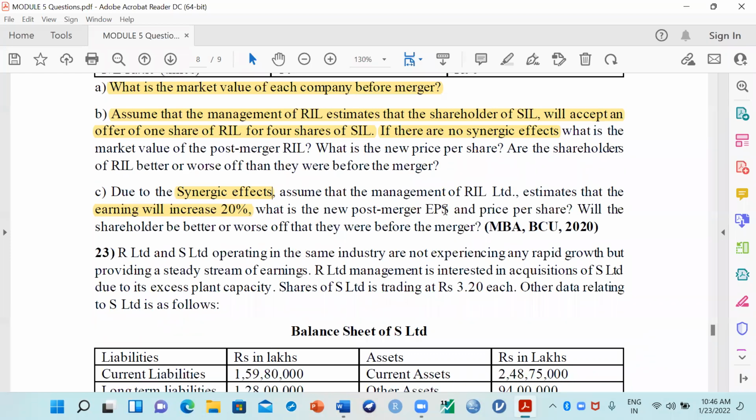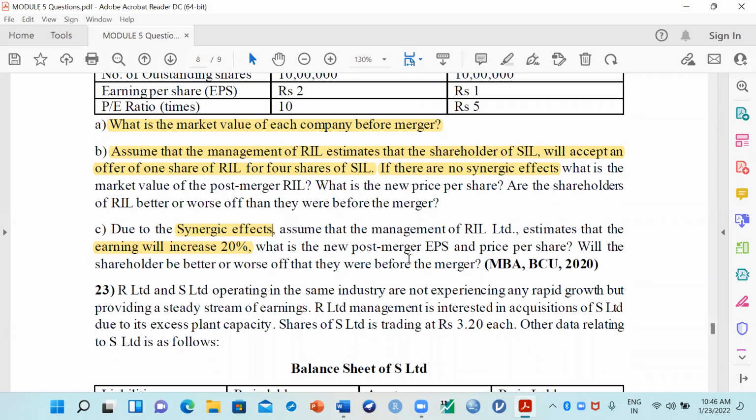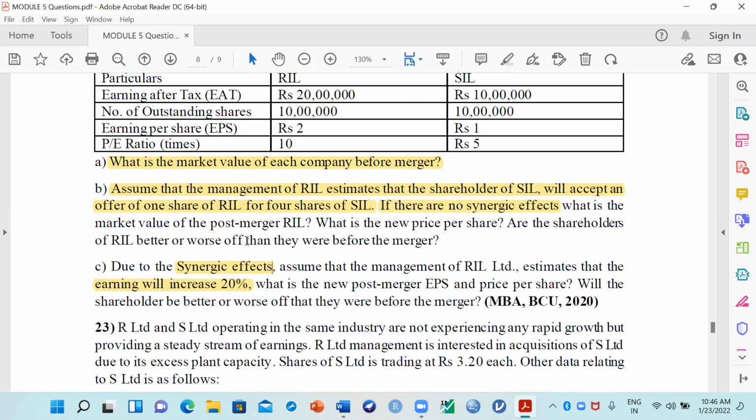Then what is the new post merger EPS and price per share? Will the shareholders be better or worse off than they were before the merger? That is what the estimation is here, right? Is the company actually creating value or not if there is a synergic effect? And also, is there any increase in the market price per share as well as EPS? So there are two cases here. We can assume when there is no synergic effect, what will be the value? And the second will be when there is a synergic effect, what is the value? That is what we have to understand.